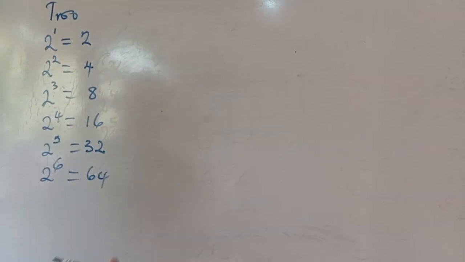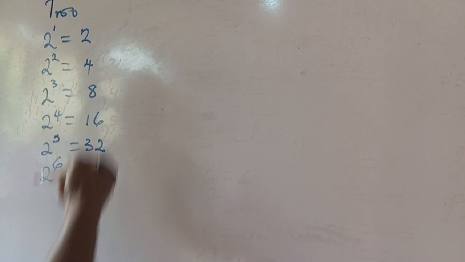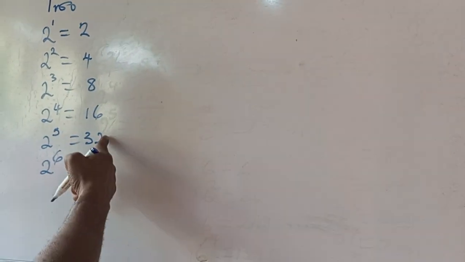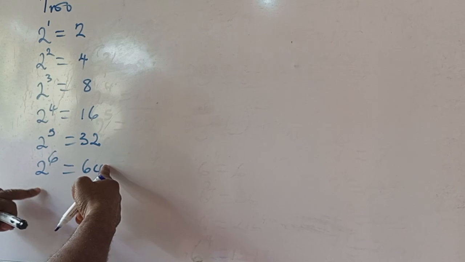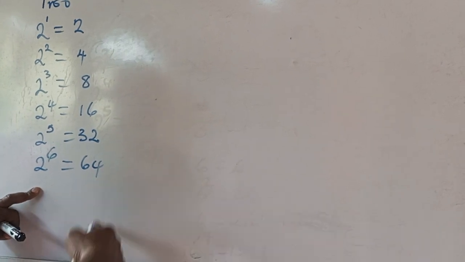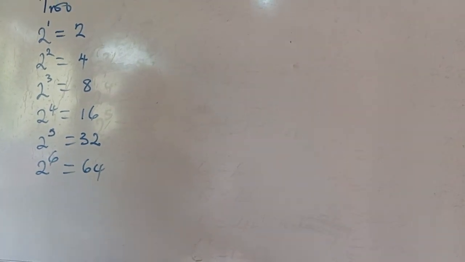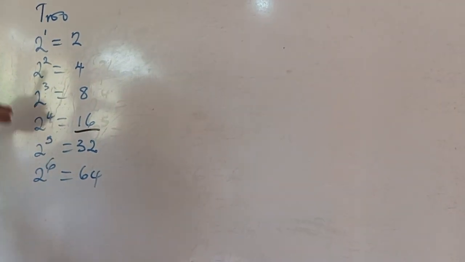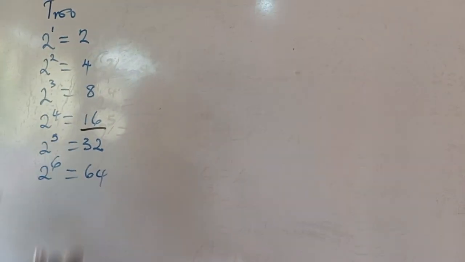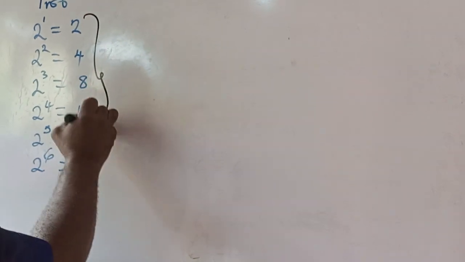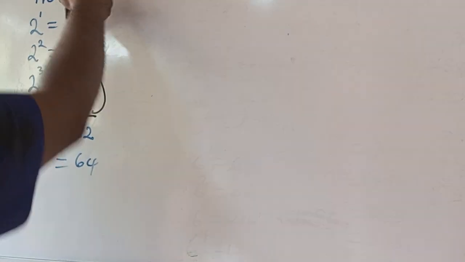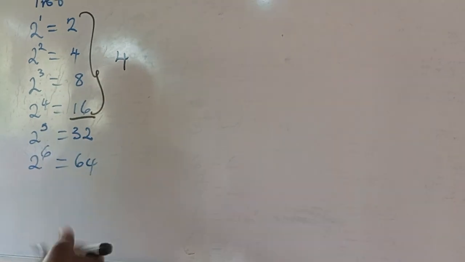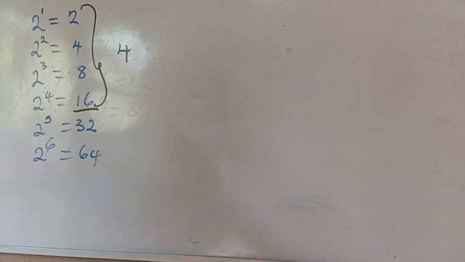Now, let's look at the last digit of the numbers we have here. Here we have 2, 4, 8, 6. And here we have 2, 4. Perhaps the next number will be 8 and then 6 again. So on the fourth time the power of 2 is taken, the number repeats, which automatically tells us that the number cycle for 2 is 4. 1, 2, 3, 4.